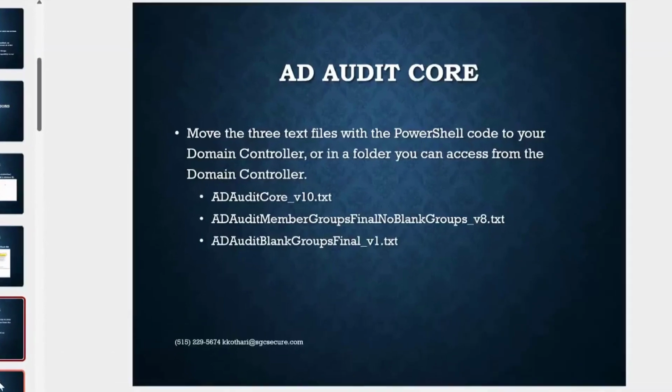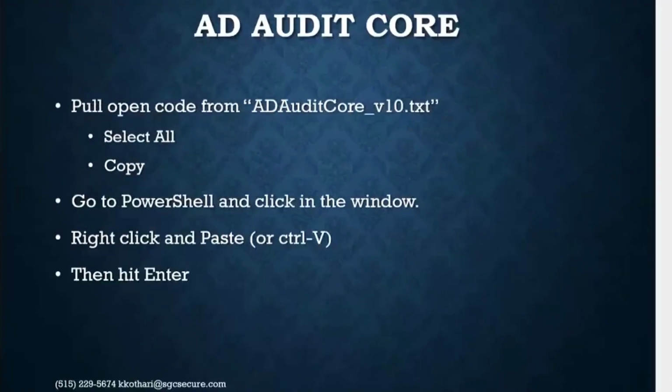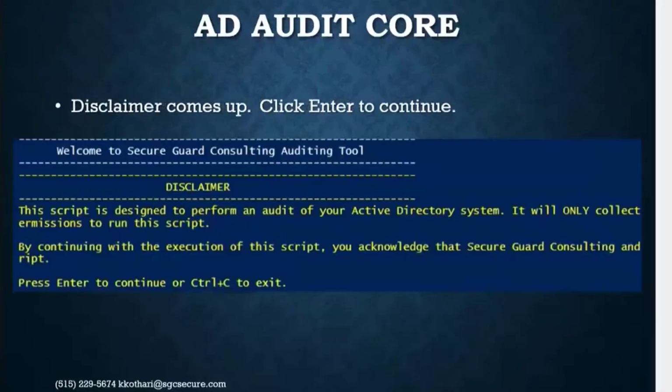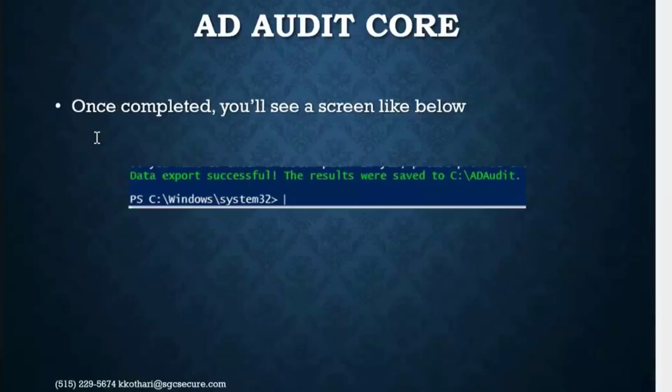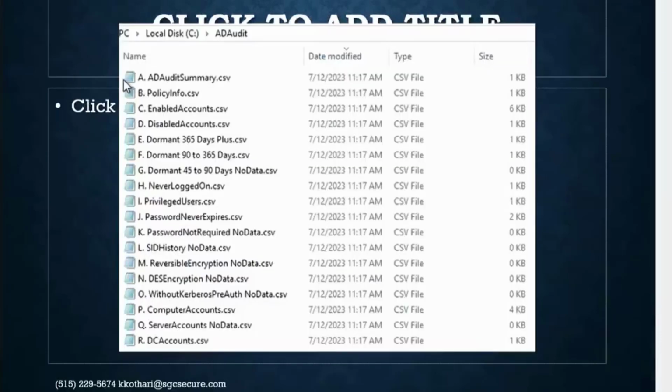For that first set, you'll get a series of prompts. It'll show our disclaimer there, which, reading this disclaimer, is probably not the best disclaimer, but click enter to continue. It'll ask you if you want to set a custom path. If you put that AD audit folder in the C drive, which is what we have tested, just hit enter and continue. Once it's completed, you'll get a successful screen, and then you'll have A through R files created at that point.